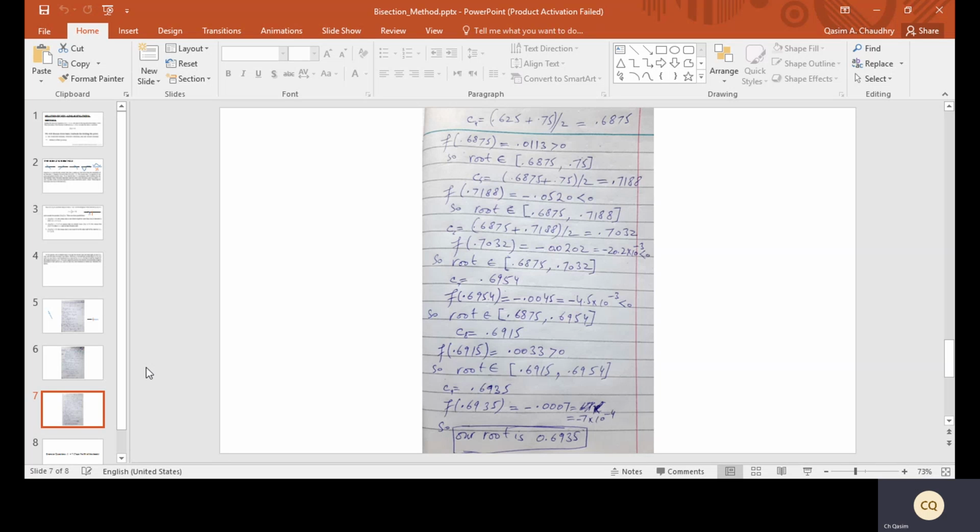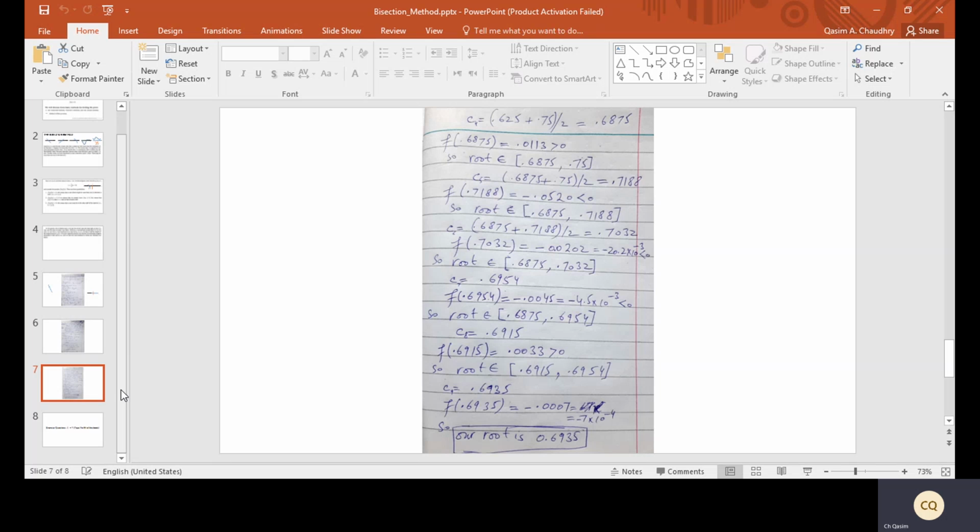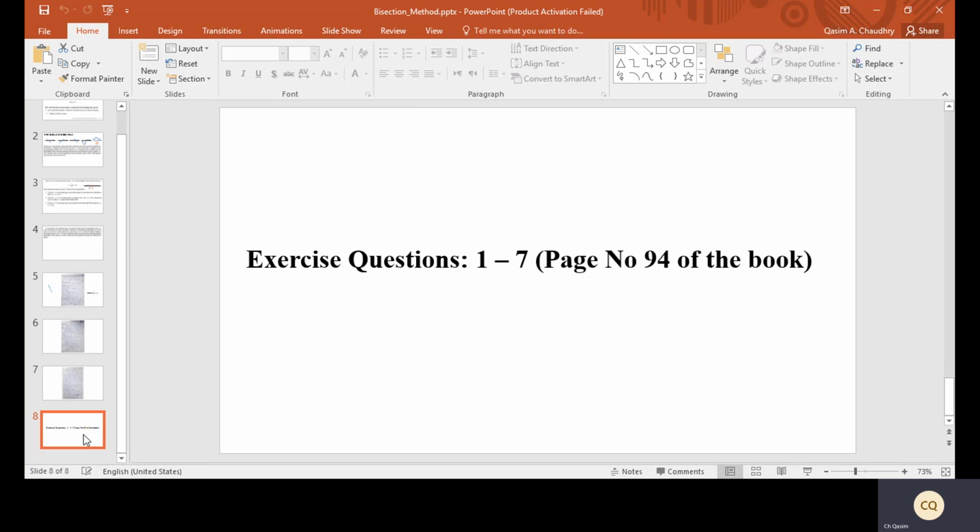So students, this was the example, and hopefully this is quite easy and clear to all of you. In a similar line, students, you need to do the exercise questions of the same book. On the very first page, I have mentioned the title of the book and the author name. I have already informed you about the book, but you can see it on the first page of this slide. Here are the exercise questions 1 to 7, on page number 94 of the book. You need to do these questions.